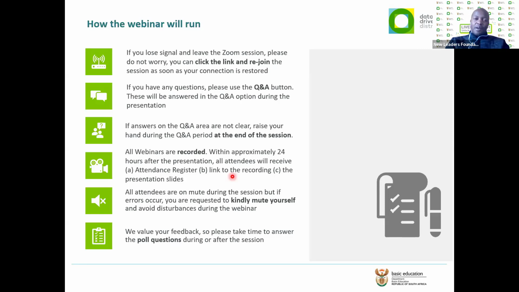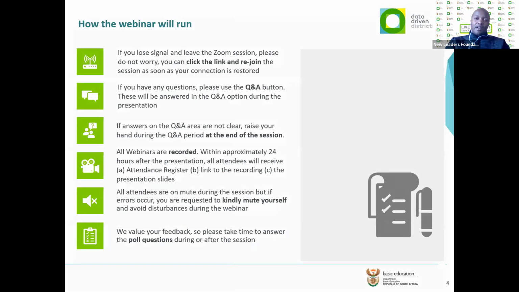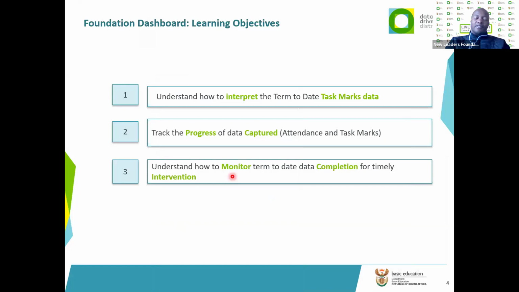With that being said, let's look at the key objectives for today's webinar. We have three learning objectives that we are going to be focusing on today. The first one is that we want our officials to understand how to interpret the term-to-date data task marks. Secondly, we want our officials to be able to track the progress of data captured, attendance, and task marks. Lastly, we want our officials to have an understanding of how to monitor term-to-date data completion for timely interventions. So these are the key learnings for today's session.